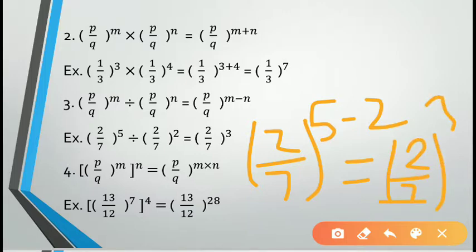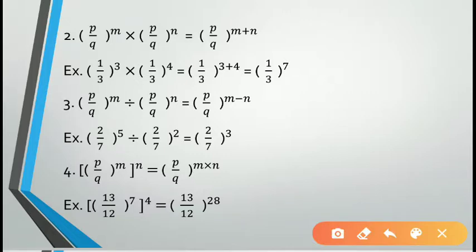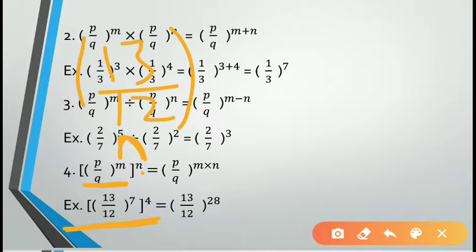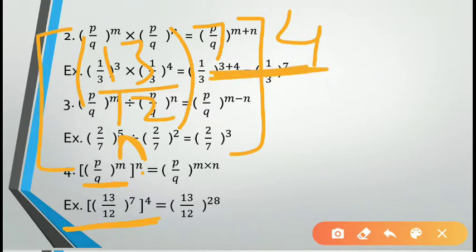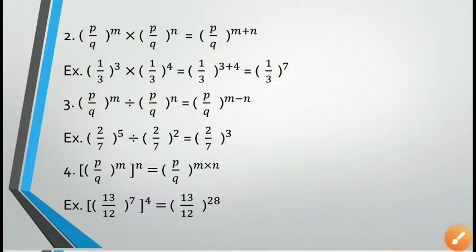This is your answer. Next, p by q to the power m and the whole to the power n. Here the power of p by q is m and the whole power is n. So this m and n will be multiplied together. Suppose this is your example: 13 by 12, and the power of 13 by 12 is 7 and the whole power is 4. So this 4 and 7 will be multiplied together and give you 13 by 12 to the power 28.